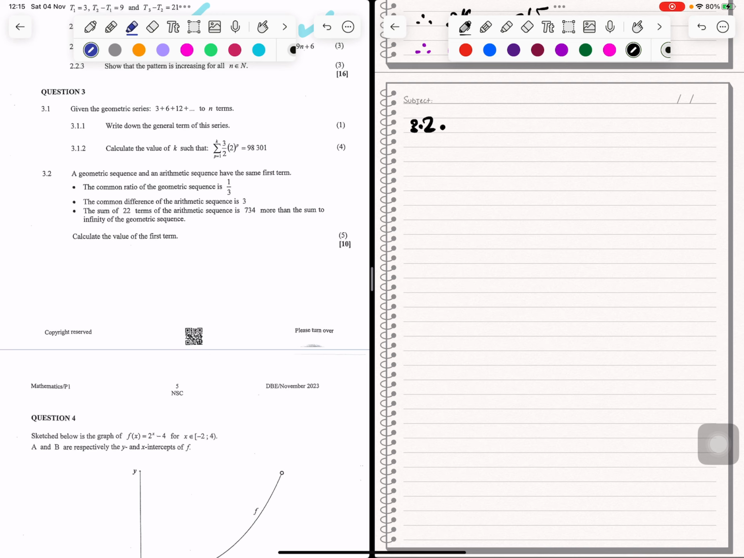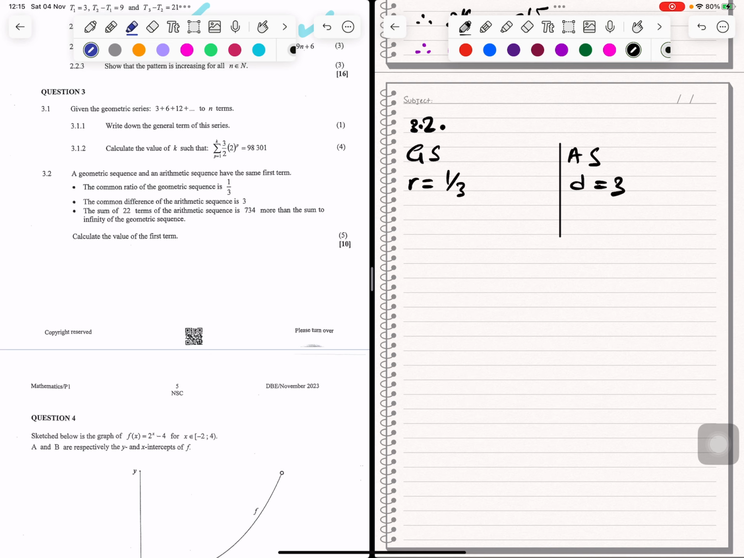The common ratio. So let's talk about it in this way. This is the geometric series, the sequence, and the arithmetic sequence or progression. Let's have it in this way. The common ratio of the geometric series is 1/3. So here the geometric series, the ratio is 1/3. The common difference of the arithmetic sequence is 3. So D, this has to be D now. D is 3 for this situation.